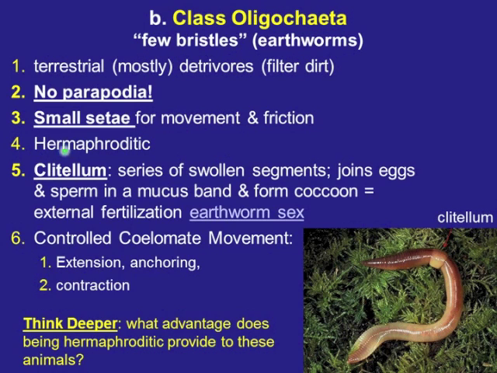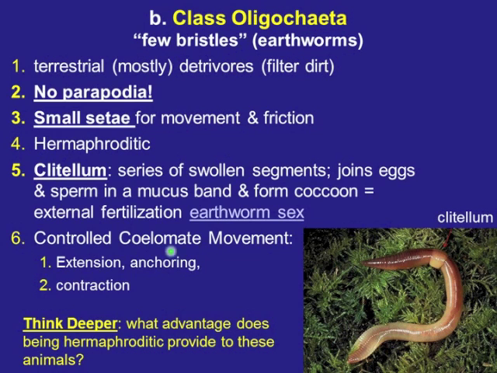They're hermaphroditic, so they have both male and female reproductive organs. They have something called a clitellum, which is a series of swollen segments. We can see a photo of that in the bottom right. And that joins the eggs and sperm in a mucus band and forms a cocoon. And that equals the external fertilization. And there's a video there on earthworm sex.